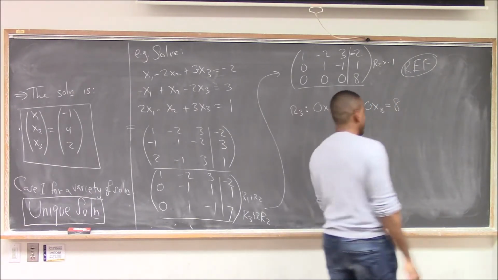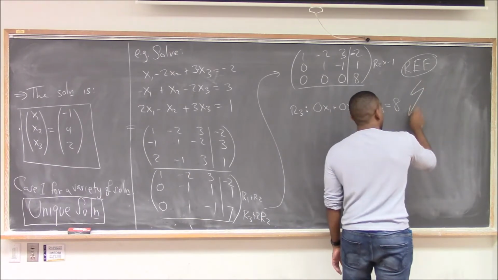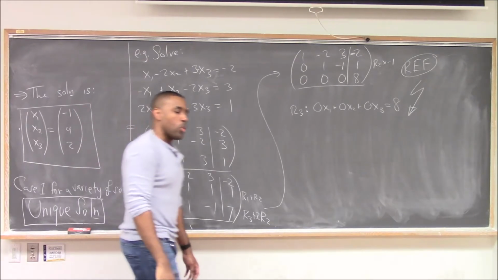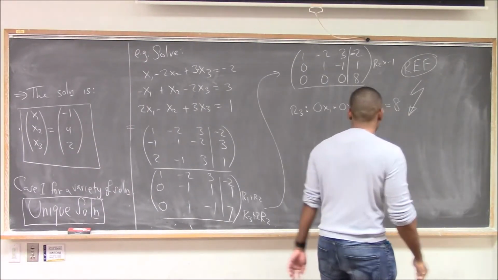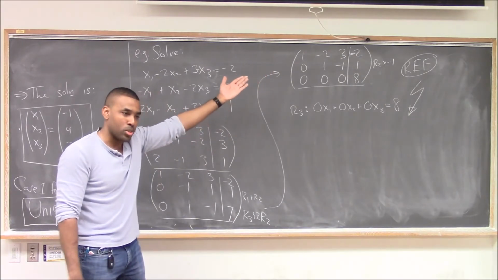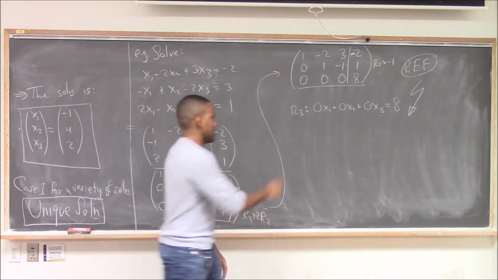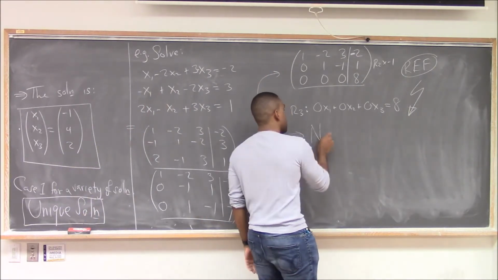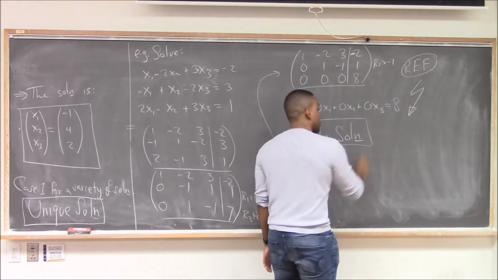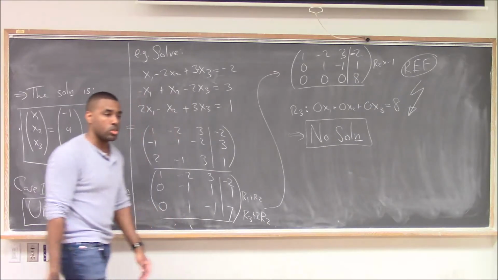That obviously makes no sense. That is a contradiction, right? When that happens, basically what that means is obviously 0 is not equal to 8, but for this system to have a solution, 0 has to be equal to 8. This means the system has no solution. It's possible for a system to not have a solution.